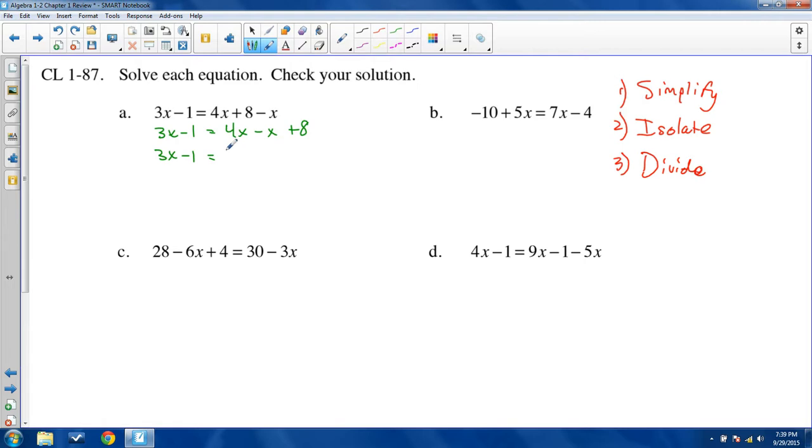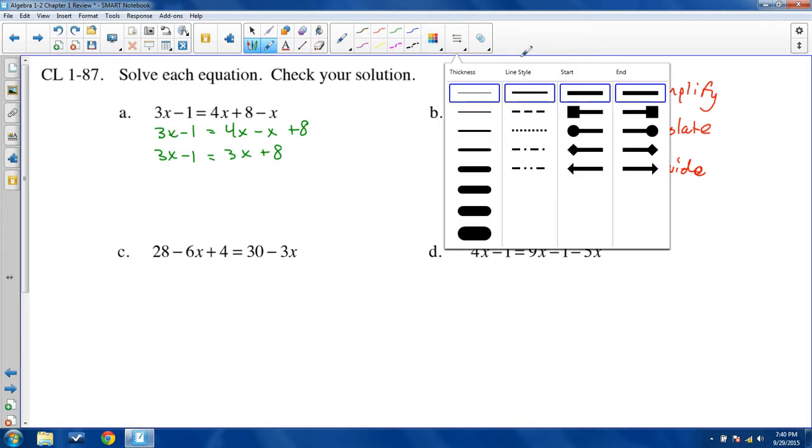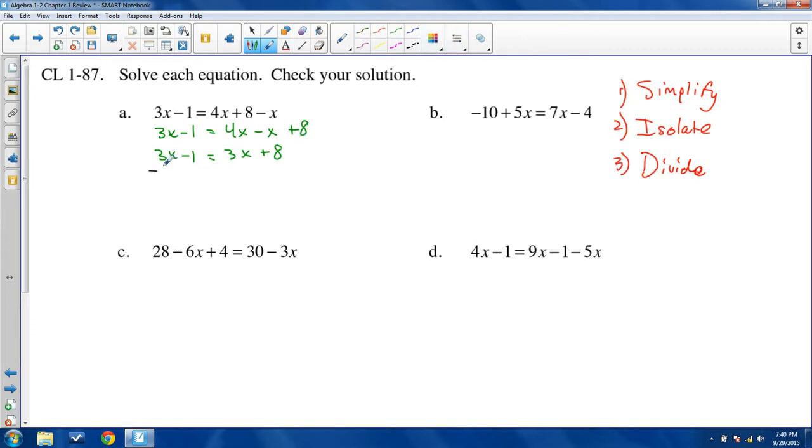So 4x minus x is 3x. And this becomes plus 8. It's kind of tricky that they gave you one of the harder problems first, because this one actually will not get an x equals thing. All right, so I'm done with simplify there.